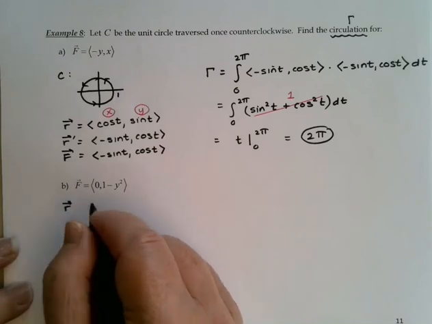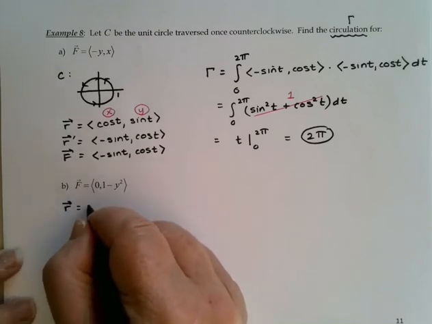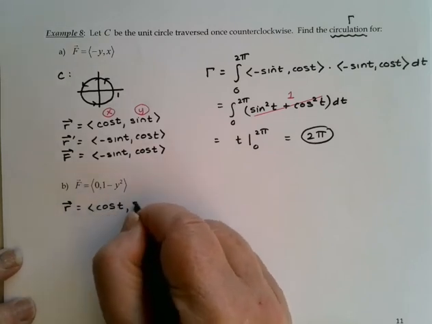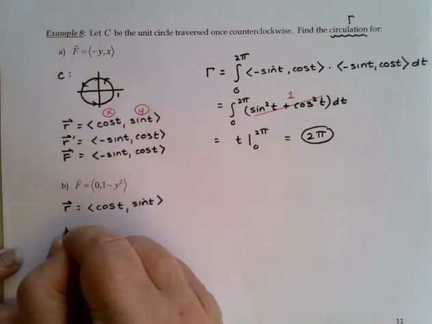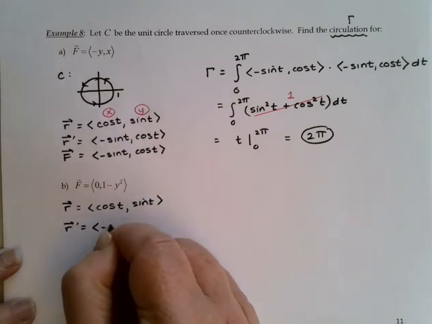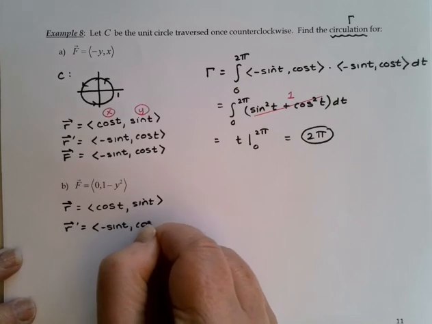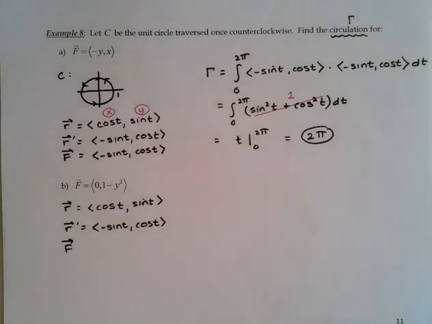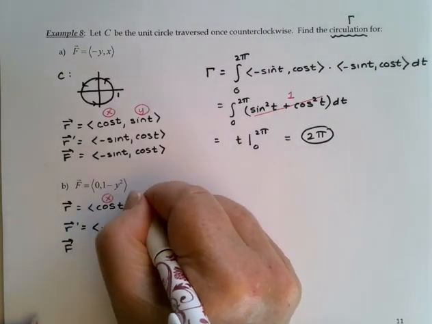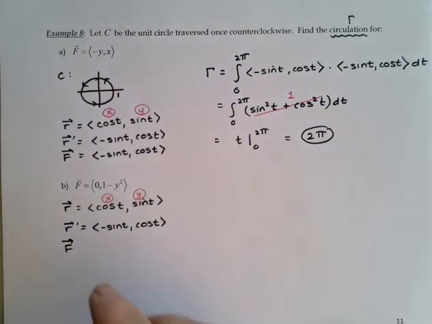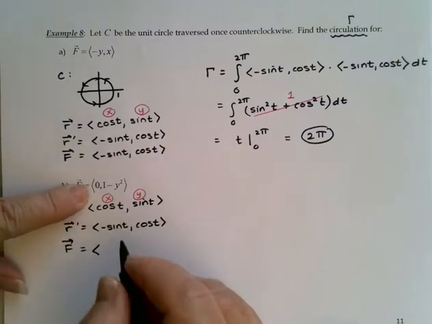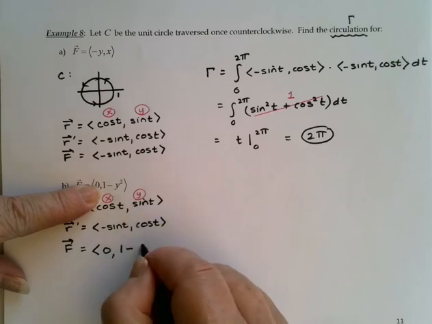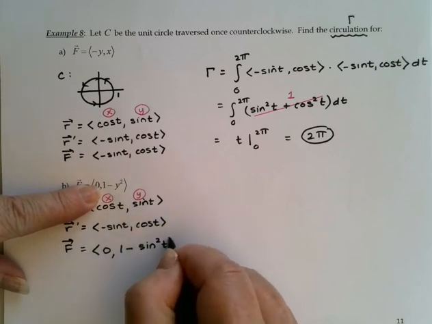All right. R is going to be exactly the same. I'm still looking at the path being that unit circle, which means that R prime has not changed either. But this time when I go to look at F, x is 0, and y is 1 minus y squared would be sine squared t.